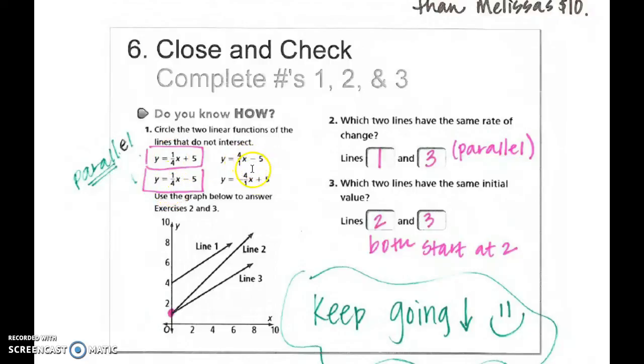This one has a slope of 4, and this one has a slope of -4. Those are different. Those are going to intersect. Question number 2 asks which two lines have the same rate of change. Line 1 and line 3 are going to have the same rate of change because they're parallel.